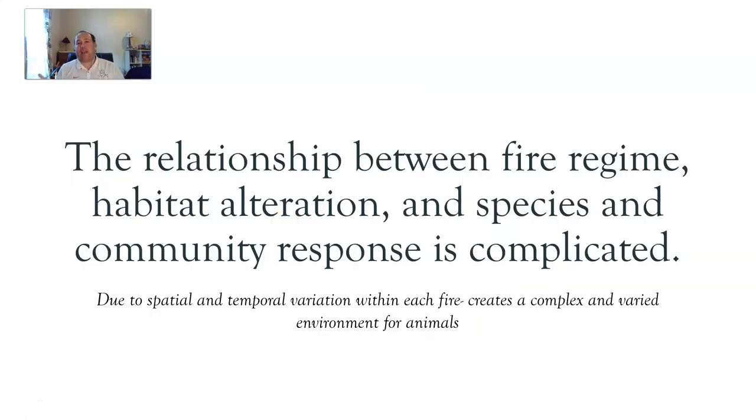And so this is the last idea I'll leave you with in terms of this lecture, which is the idea that the relationship between fire, habitat alteration, and species and community response is complicated. It just is, because there's so much variation and there's just no way to really nail down that variation. So it's due to the spatial and temporal variation within each fire and within the fire regime, the series and pattern of fires over and over again, that creates a complex and varied environment for animals. Now, it's going to be beneficial to some. It's not going to be beneficial to others. It's going to be beneficial at certain times for some, and it's going to be detrimental at certain times for others. It depends, but that's what makes it interesting. That's what makes it worth studying.